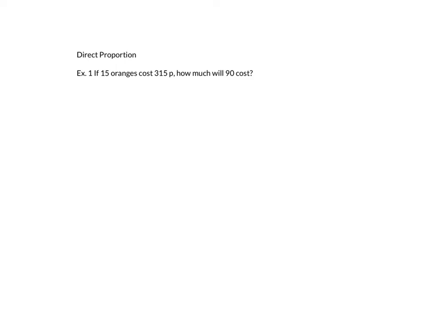Direct proportion, example 1. If 15 oranges cost 315 pence, how much will 90 oranges cost? Now, what I like to do is to have two columns for my working, so the number of oranges and the cost. And the cost here is in pennies.